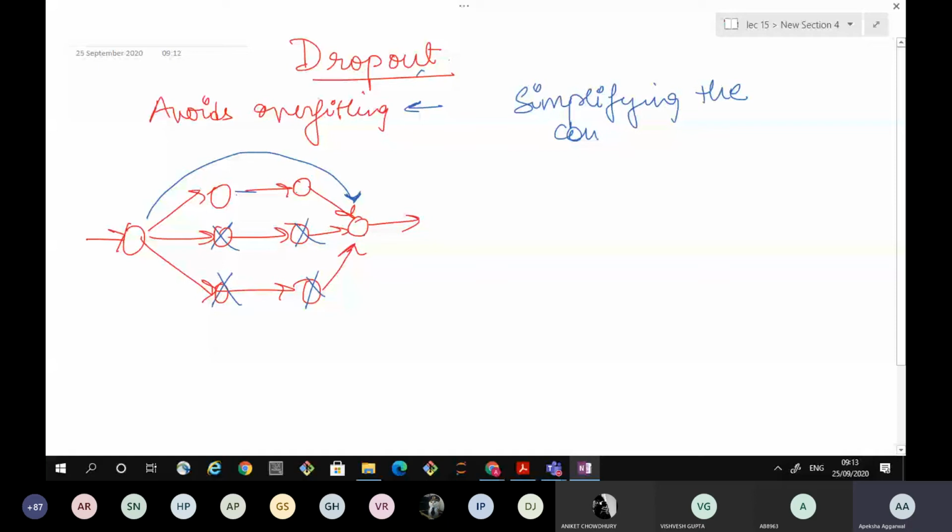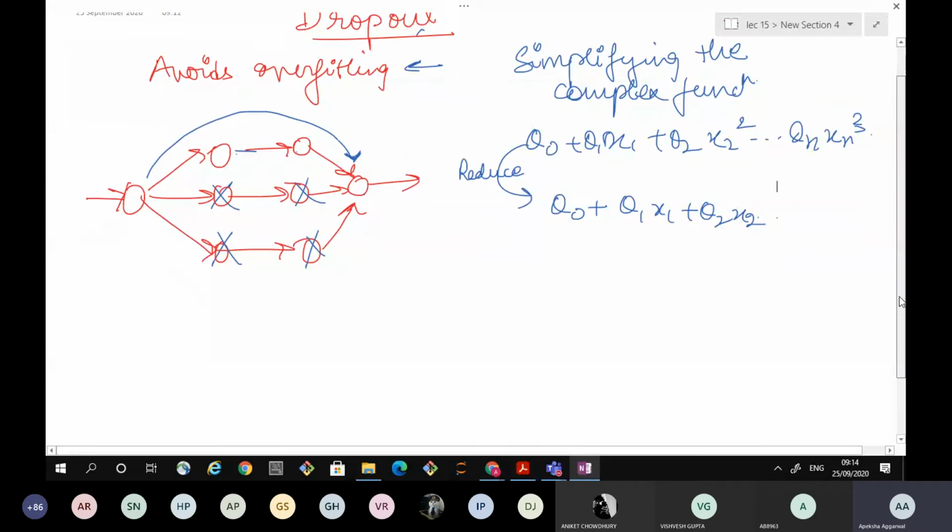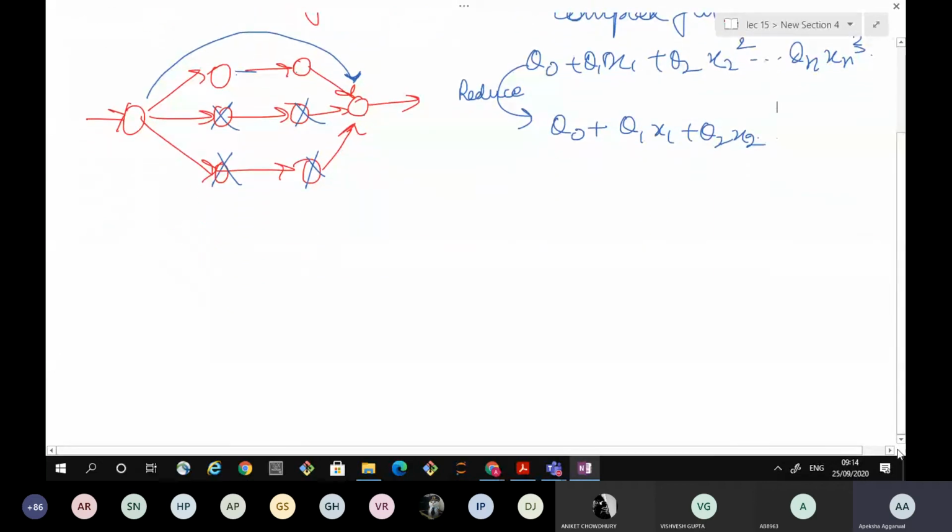So what we wanted to do was, we have theta 0 plus theta 1 x1 plus theta 2 x2 up to theta n xn, and somewhere square or cube or something like that. We want to reduce this complex function to some simple function, theta 1 x1 plus theta 2 x2, simply. So this function is reduced. That is why dropout avoids overfitting. So we use dropout whenever we feel my model is overfitting.